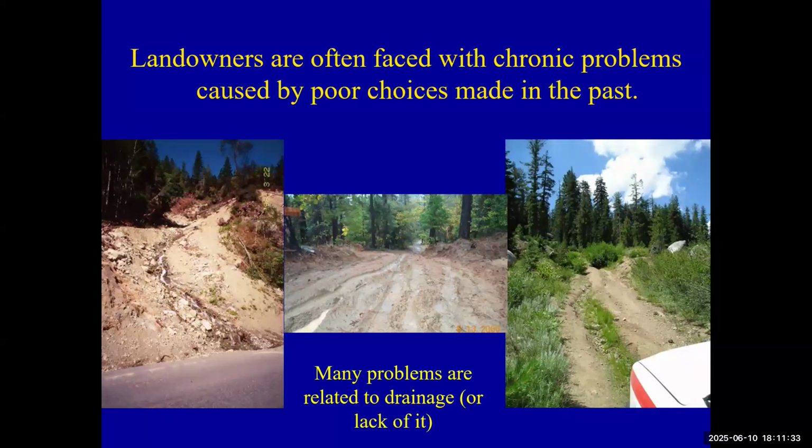So landowners are often faced with chronic problems caused by poor choices made in the past. And typically, the majority of these problems are related to drainage, the lack of drainage. In other words, a road is put in and there's no provisions for getting water off the road without causing erosion or sedimentation in streams. Next slide.